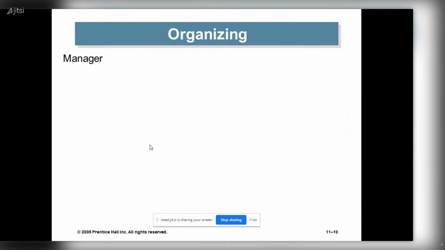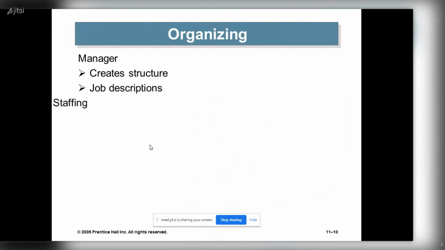Organizing. So what does the manager do? He creates a structure. He develops the job description. For example, what is his role, what skills are required, the prerequisites, what abilities he or she should have, and what his role and responsibility in the organization is. He does the staffing, hierarchy, delegation, and training.